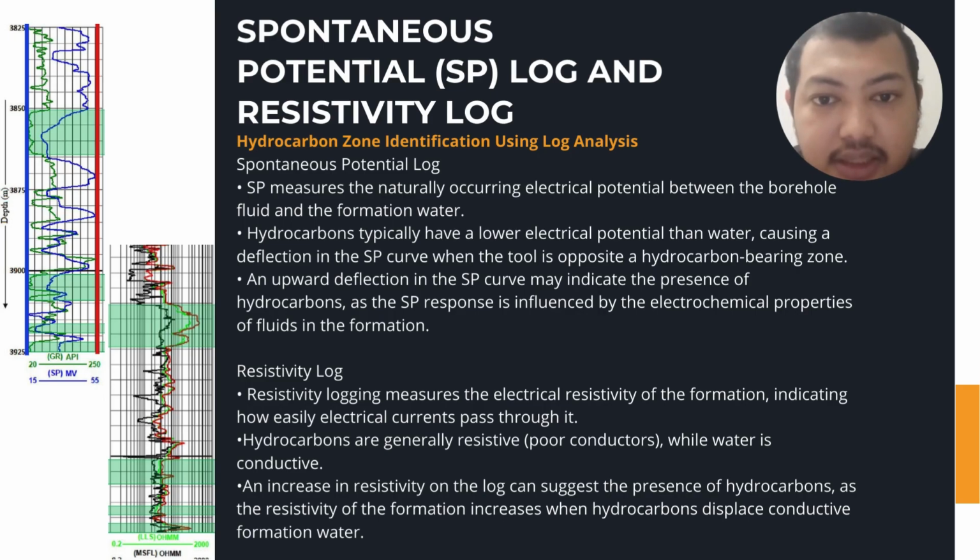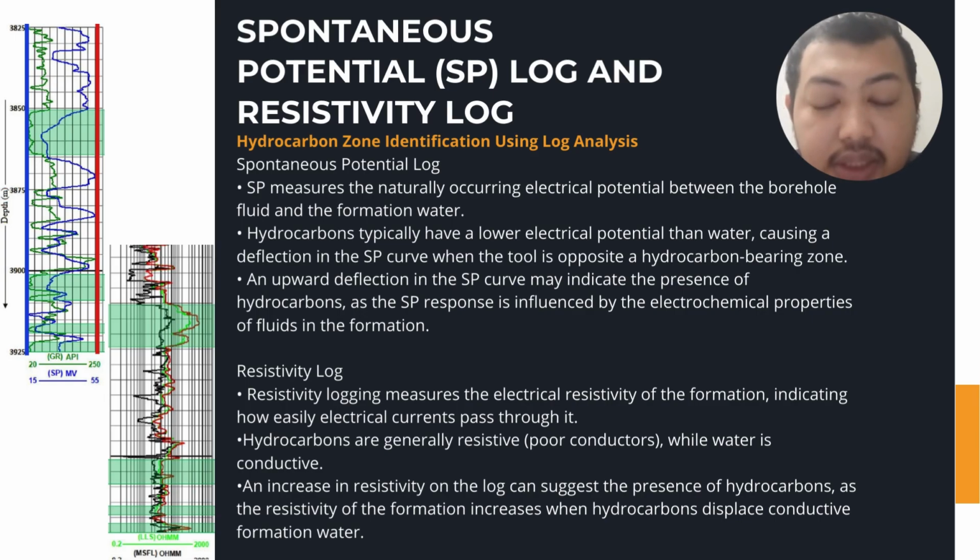The deflection significance. An upward deflection in the SP curve at a particular depth is indicative of potential hydrocarbon presence. This is because the electrochemical properties of hydrocarbon alter the SP response.